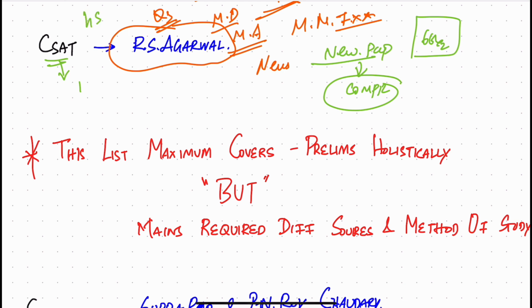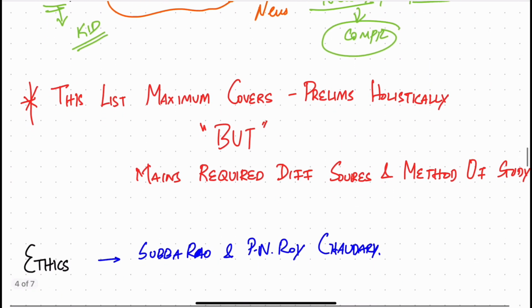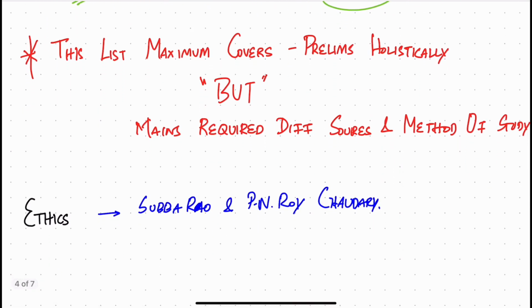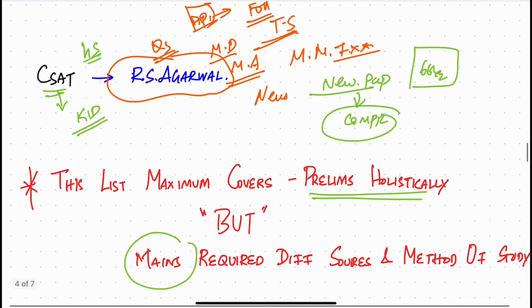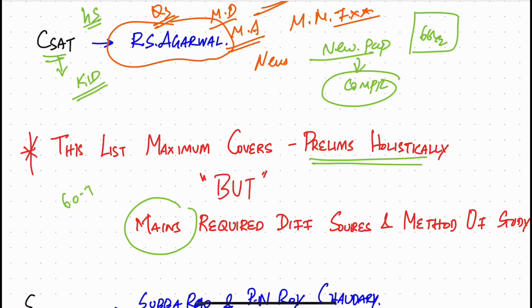Maybe GS is a monster. CSAT is a kid monster. So we can't be losing ourselves there. Then this list of courses or book list covers prelims holistically. No need to study anything else for prelims. But mains requires different sources and a different methodology to study. Okay, most of whatever I'm saying here covers mains 60 to 70 percent, but that is not going to help you clear mains.